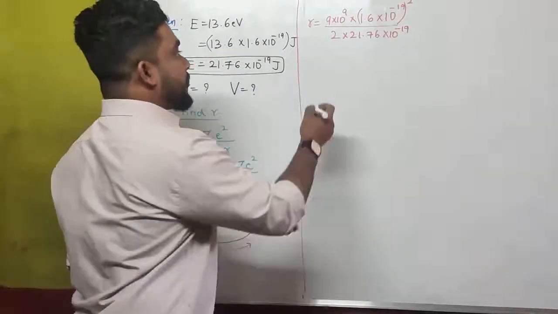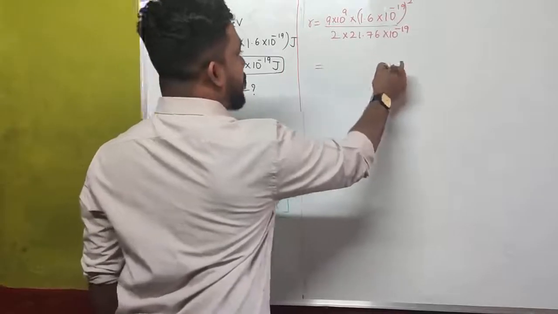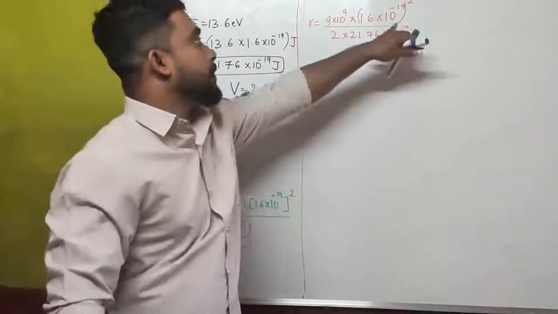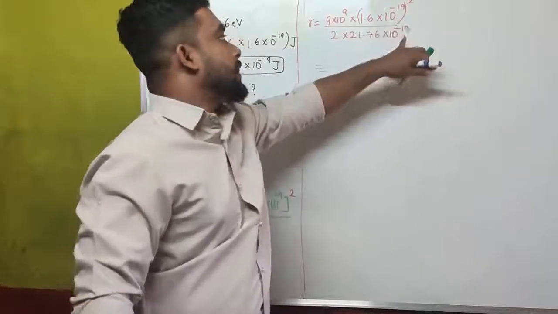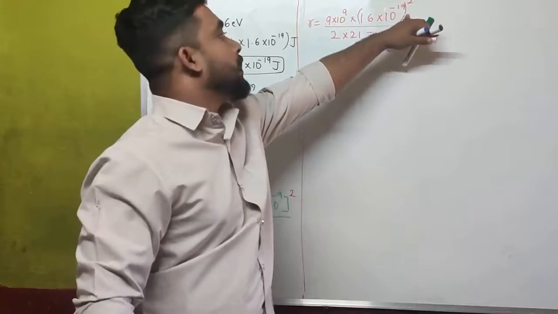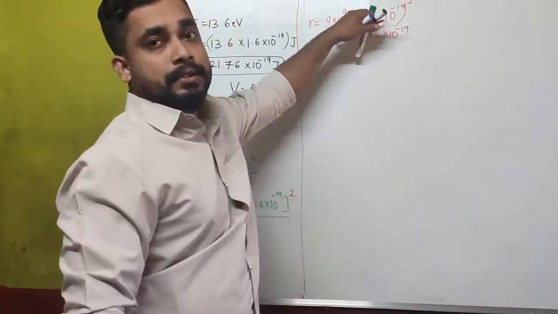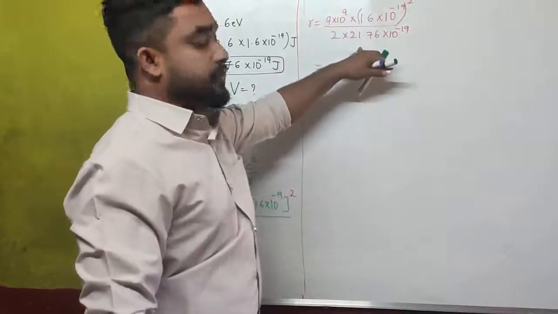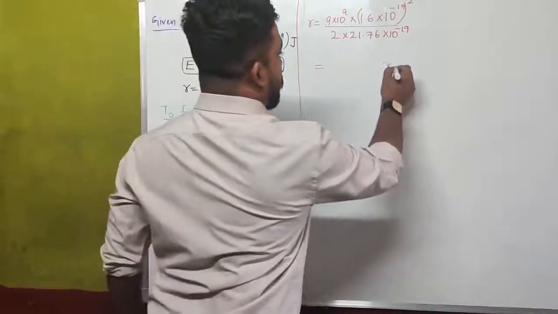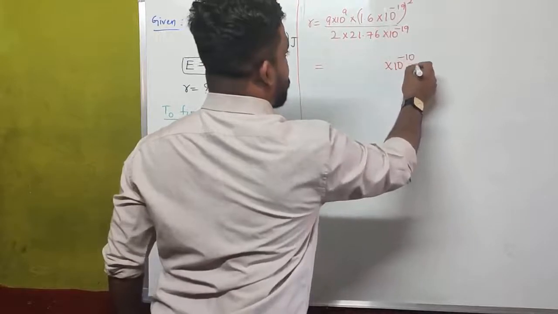Then the value of the radius will be approximately of the order of 10^-10, because here we have 38. 38 plus 19 is equal to minus 19. Okay, minus 19 plus 9 is again minus 10, and the value will be around the order of 10^-10 meter.